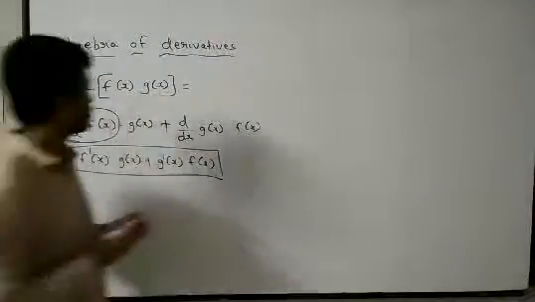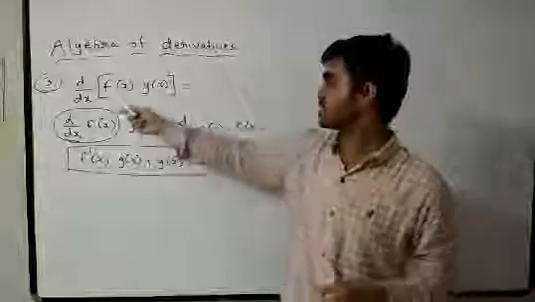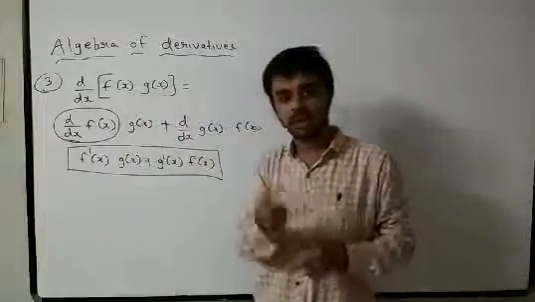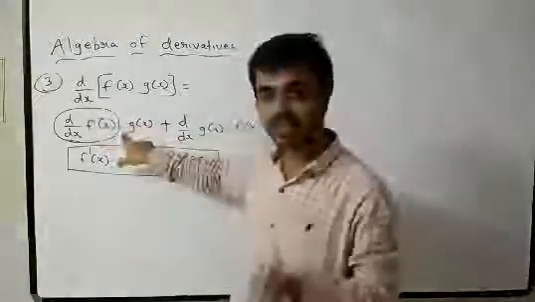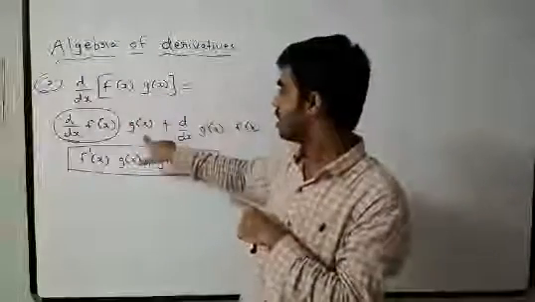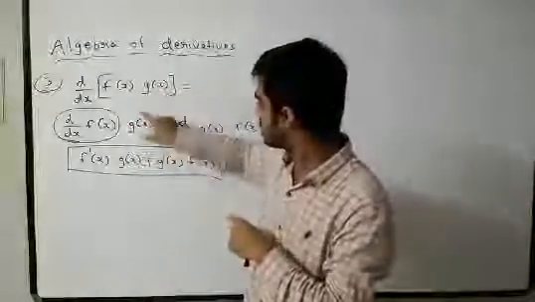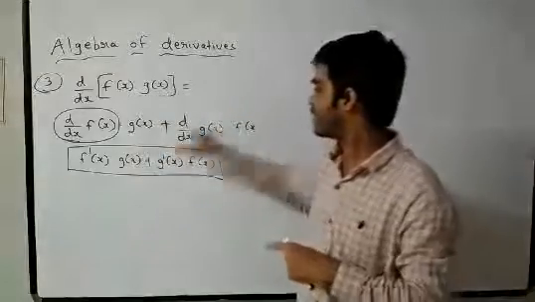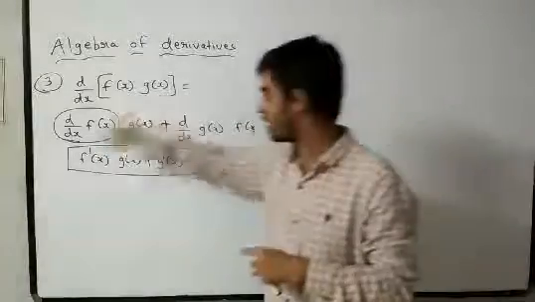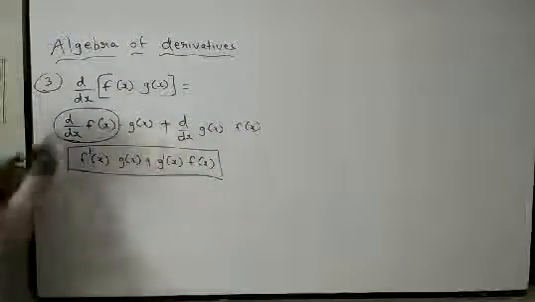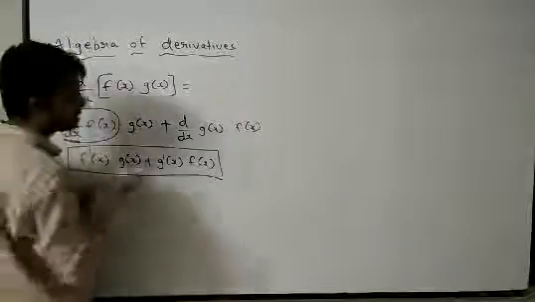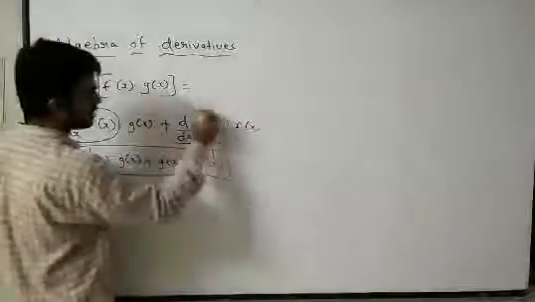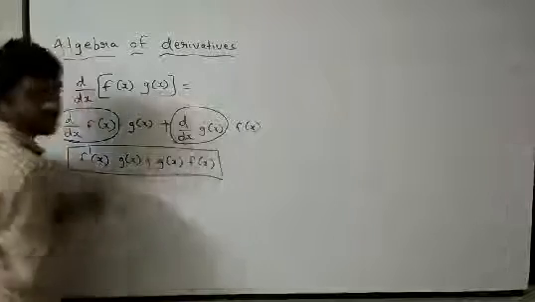Whenever two functions are multiplied, what we have to do is differentiate one function and multiply it with g of x, the second, then plus differentiate the other function and multiply it with the function which we differentiated earlier. In general, d by dx of f of x I am writing as f dash of x, and d by dx of g of x I am writing as g dash of x.